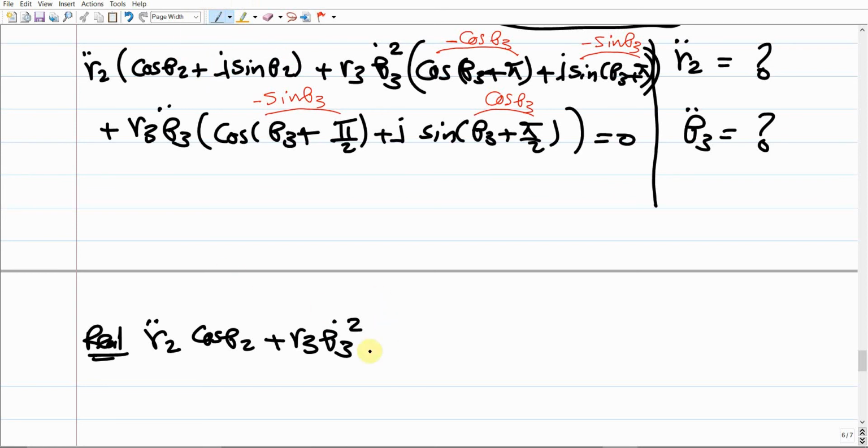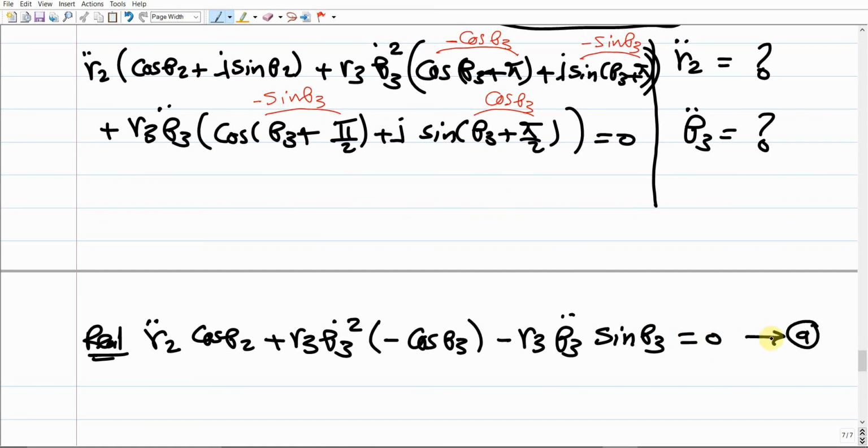So we're going to have here R3 theta 3 dot square, the first term here. We are collecting the real term, which should be this term, so it's going to be negative. It means that we're going to have negative cosine theta 3. Then there is no imaginary term. Then here we're going to consider negative R3 theta 3 double dot sine theta 3, which should be this term. Then forget about the imaginary, equals 0. This is going to give us equation A, the real part.